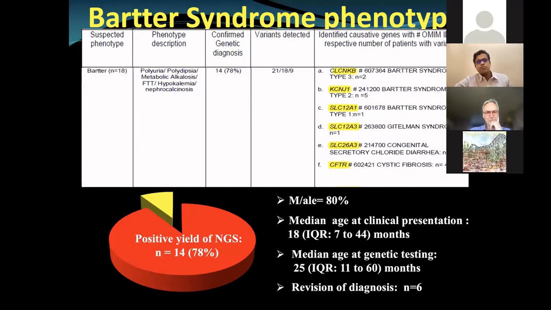The next phenotype was Bartter syndrome. Total patients were 18, and 14 out of 18 had a significant genetic variant. That is a 78% yield, and after the genetic diagnosis, we were able to revise the diagnosis in 6 patients. You can see there is a CFTR mutation in 4 patients, the cystic fibrosis gene, and 1 patient had congenital secretory chloride diarrhea. So these are non-Bartter phenotypes, pseudo-Bartter phenotypes. Genetic diagnosis helps in ruling out such pseudo-Bartter conditions.